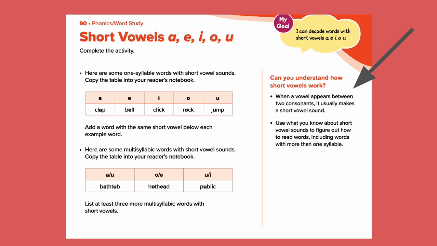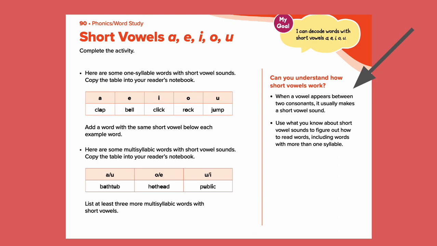The next part says, here are some multisyllabic words with short vowel sounds. Copy the table into your reader's notebook. So copy that table. And then it says, list at least 3 more multisyllabic words with short vowels. So they don't have to be under those categories. You just have to come up with 3 more.